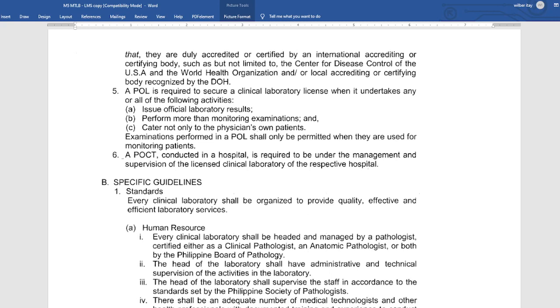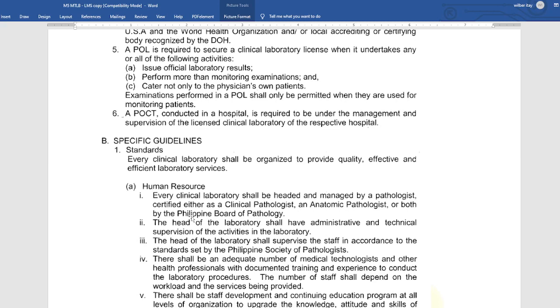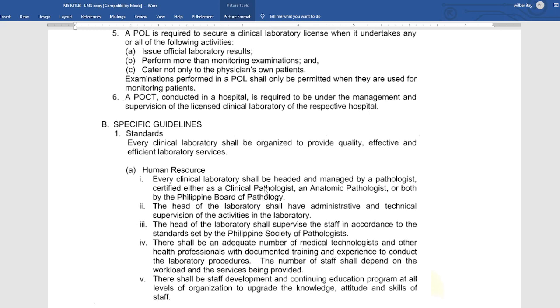Okay, so we move to these specific guidelines. Every clinical laboratory shall be organized to provide quality, effective, and efficient lab services. Okay, so for the human resource, again, the laboratory head must be a pathologist.